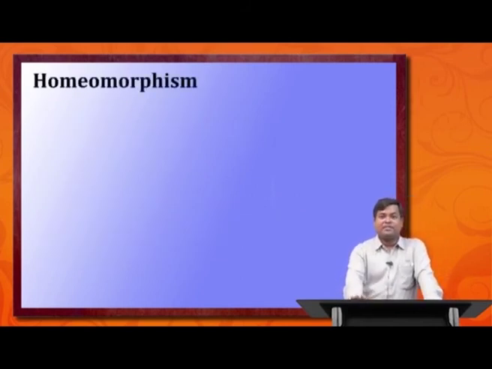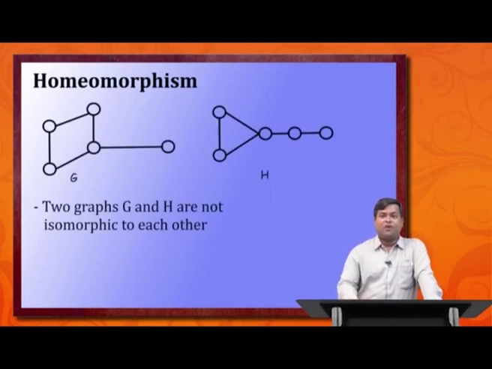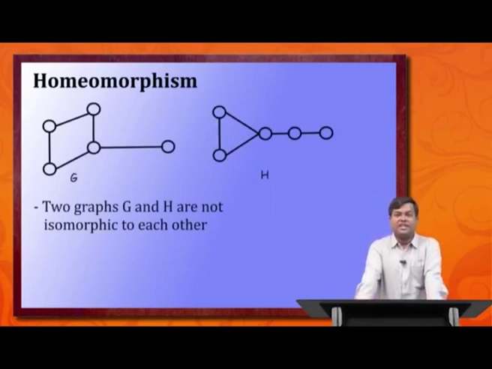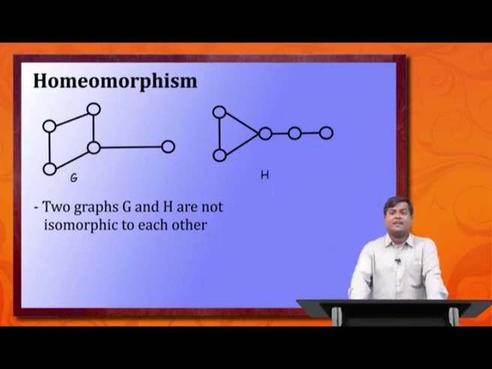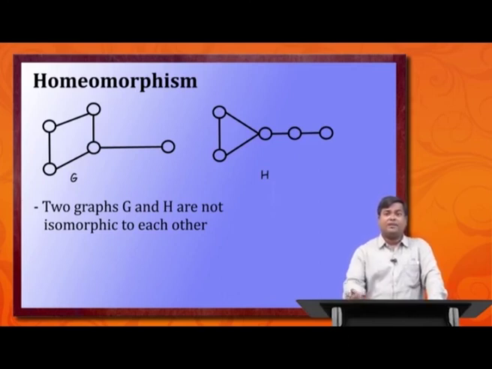Now what is homeomorphism? I have drawn two different graphs, one is G, another one is H. These G and H are basically not isomorphic to each other, because we can see that G has a cycle with 4 edges and H has a cycle with 3 edges. So they are not isomorphic.